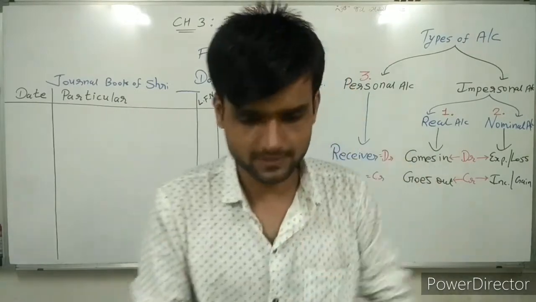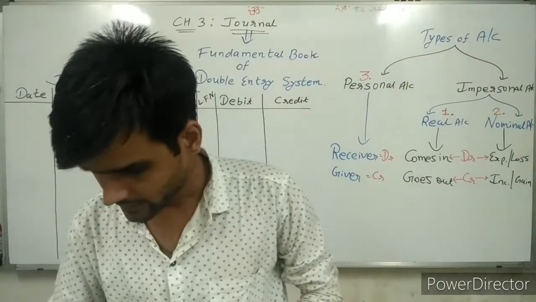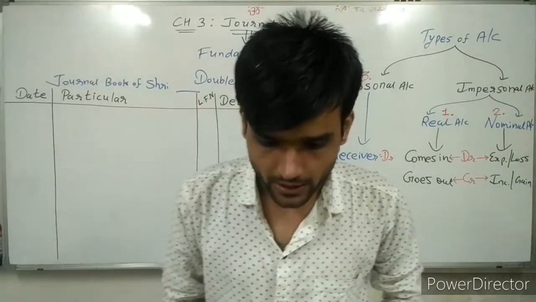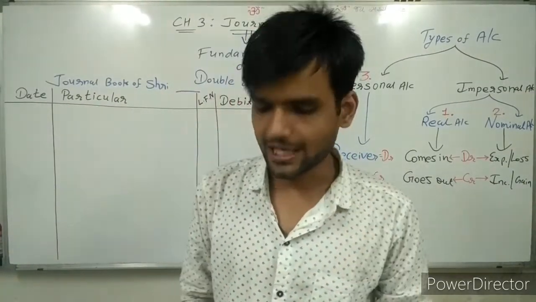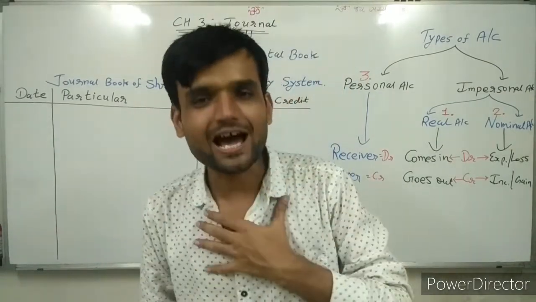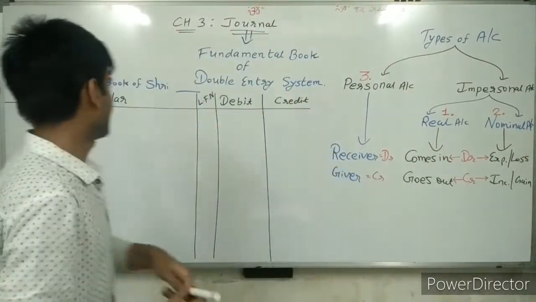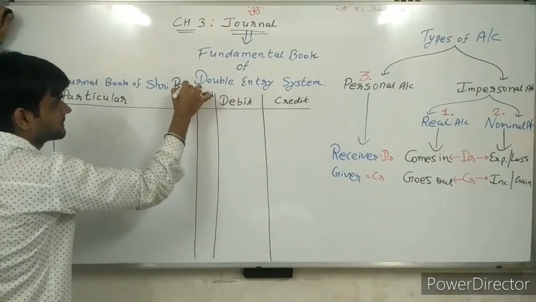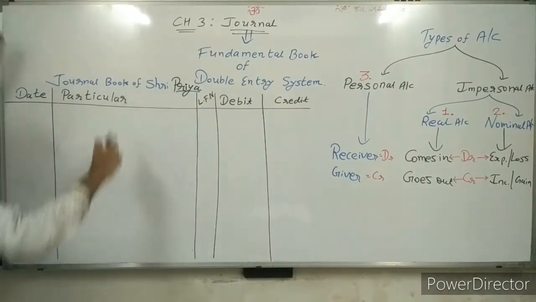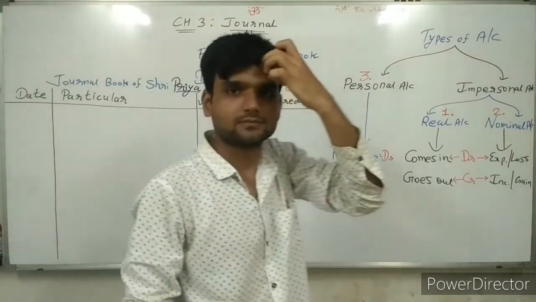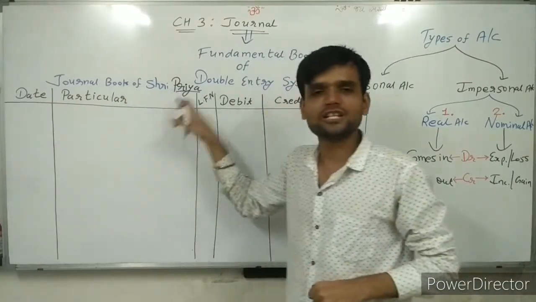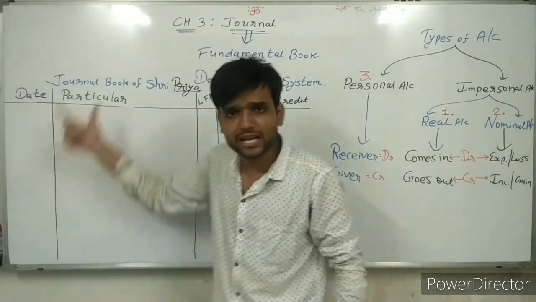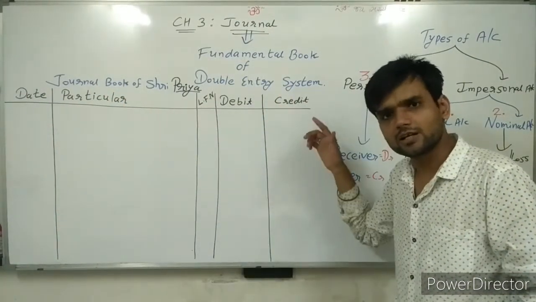Reading first. Illustration number 1: record the following transaction in the Journal Book of Priya. Here the name is given, so we write Journal Book of Sri Priya. This is the important one. Then after that I prepare the columns: first column date, then particular, LF, debit and credit.